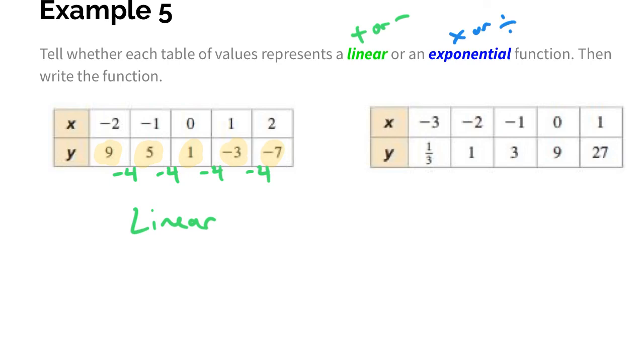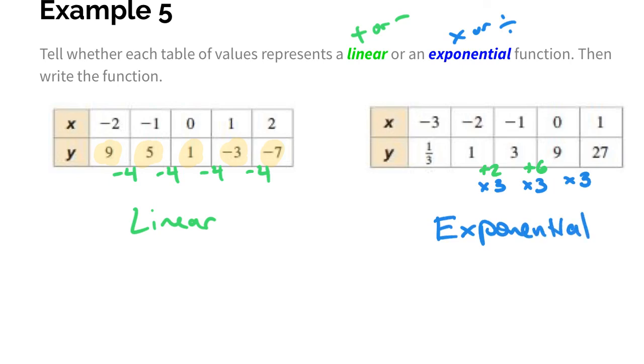Now my next example, I have here my x values going from -3 up to 1. My y values starting from 1/3 and going up. A little bit tough. I know you have yourself a fraction here, so if we just start from the second one, all right, 1 to 3, notice that I'm adding 2. 3 to 9, I'm adding 6. 9 to 27, I'm adding a bunch, so notice that it's not addition, but instead, to get from 1 to 3, I can multiply by 3. 3 to 9, I can also multiply by 3. 9 to 27, also multiply by 3. So since I'm multiplying by a common number, this would be an exponential function.